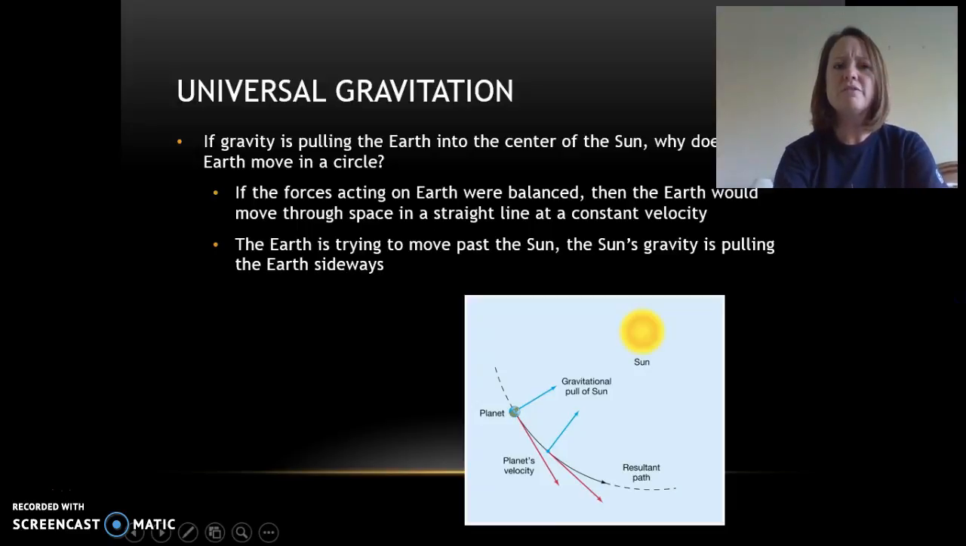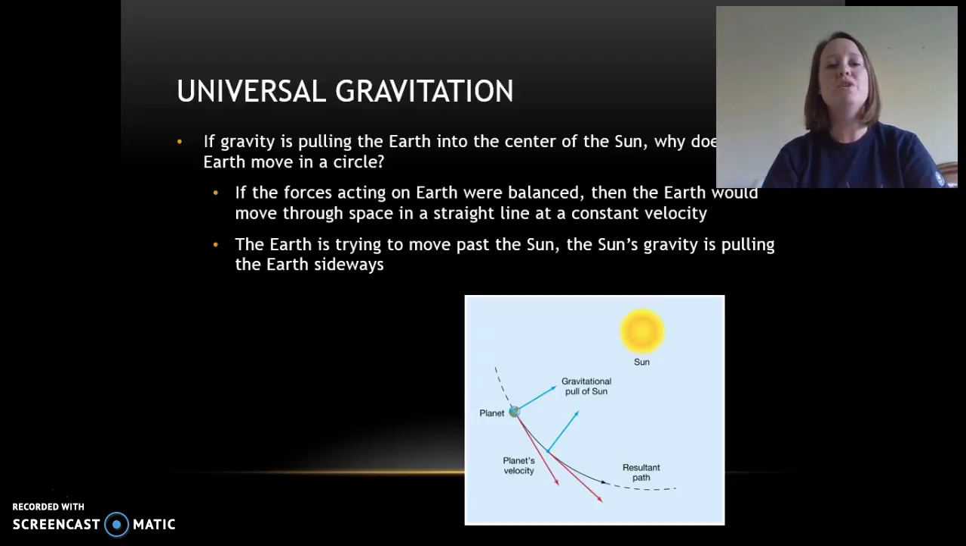All right, so if gravity is pulling the Earth to the center, why don't we just move into the sun? Why do we continue to move in the circle? Well, there's a couple of reasons. If there were no forces acting on the Earth, or the forces were balanced, then we would continue moving through space in a straight line.